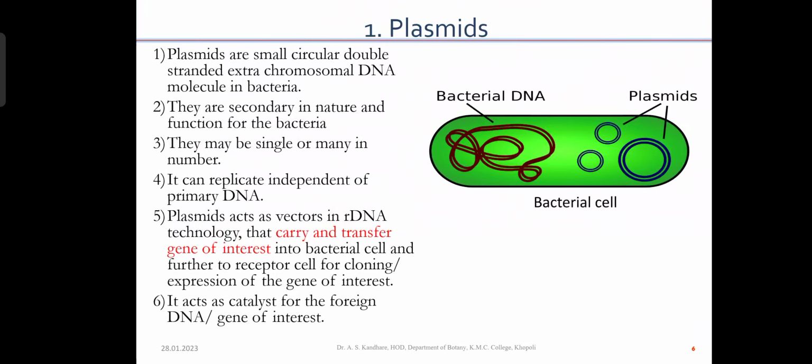So here is the figure. You can see here, this is the bacterial cell, and this bacterial cell contains this DNA. This is the prime DNA, isn't it? This is the main DNA of the bacterial cell, and this is also DNA, but this is smaller in size. It is a double-stranded circular DNA molecule called plasmid. So this plasmid is utilized in rDNA technology.